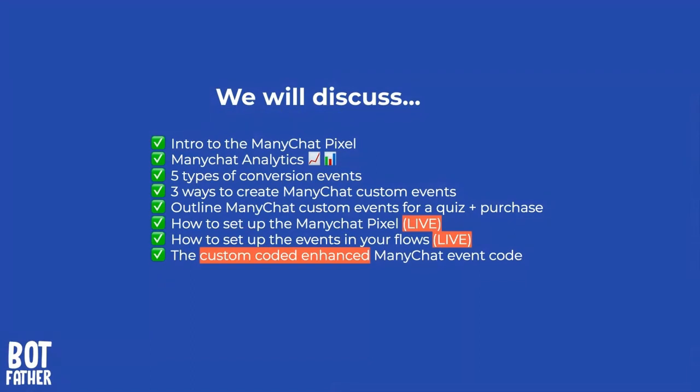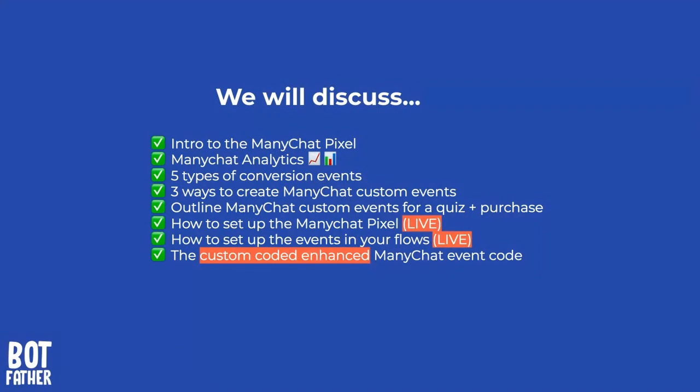So what we're going to discuss, I'm going to introduce you to the ManyChat Pixel. We're going to look at ManyChat Analytics. I'm going to talk about the 5 types of conversion events, how you can create specific ManyChat custom events, and we're going to outline an actual conversion path for a quiz with a purchase. This is so you understand how these conversions work together on the website and in your chatbot flows. We're going to set up the ManyChat Pixel in a Shopify account and on a WordPress website, and we're going to see how these events actually work in a live flow.